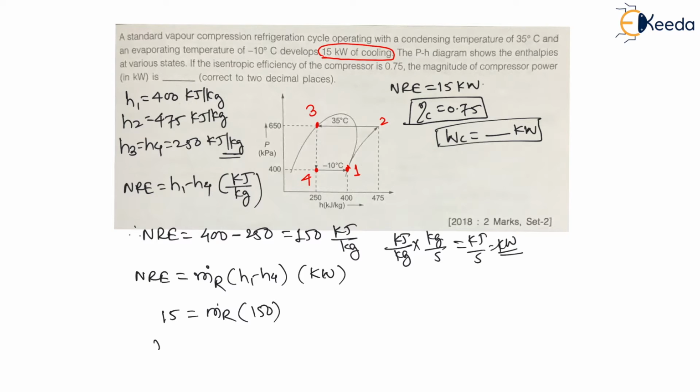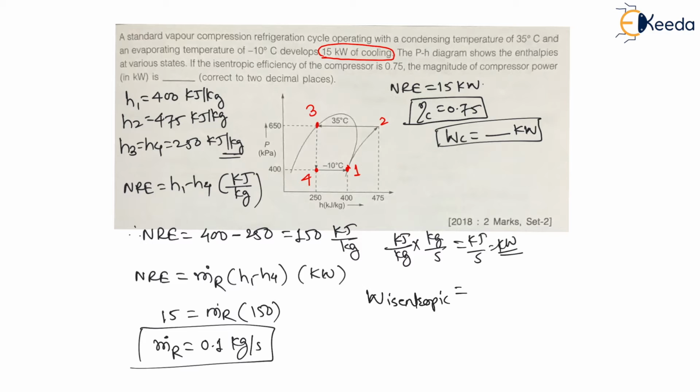Therefore, my dear students, from this we can calculate the mass flow rate is equal to 0.1 kg per second. This is the mass flow rate. Now let us find the work of compressor. Now from 1 to 2 it is isentropic compression. Therefore, we can say the isentropic work of compressor is equal to H2 minus H1. And my dear students, this answer will be in kilojoule per kg.